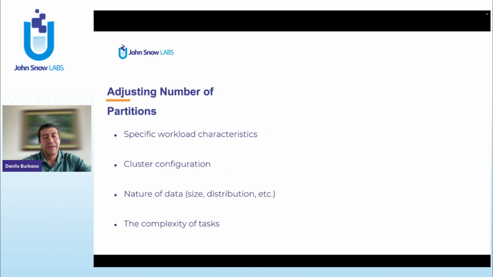So in summary, the 2 to 3 times multiplier is a balance between maximizing parallelism and minimizing overhead. It provides a robust starting point, but always consider empirical tuning based on your specific Spark job characteristics and performance observations. Remember, this is not a strict rule, and the optimal number of partitions can vary based on specific workload characteristics, your cluster configuration, the nature of your data, like the size, the distribution, etc., and the complexity of your task.